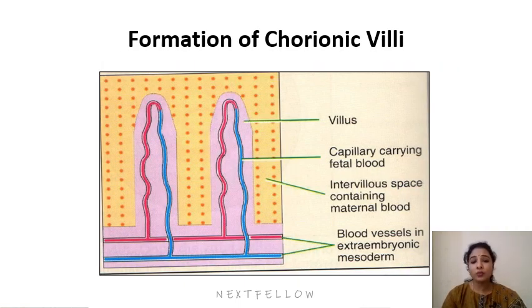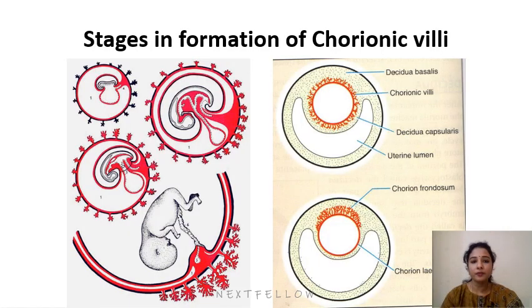So now these villi branch and anchor with the decidua, forming stem villi and anchoring villi. Stages of chorionic villi: if you see, initially the villi are formed all around the developing embryo, around the amniotic and yolk sac cavity, we see the development of the chorionic villi in the decidua basalis.